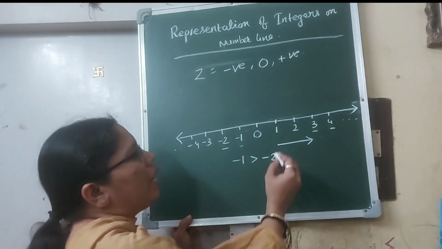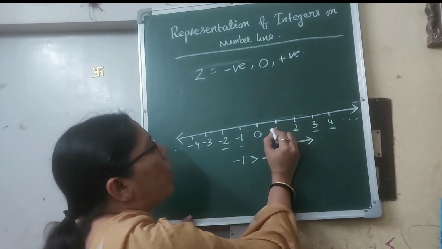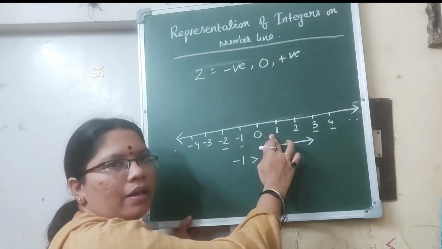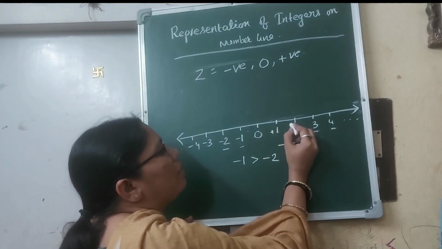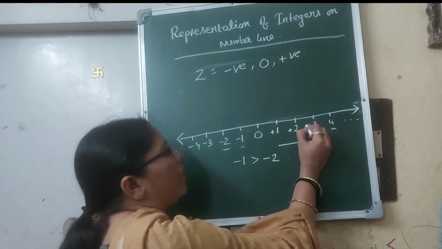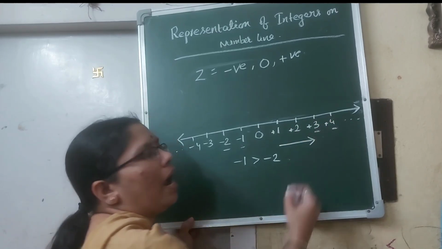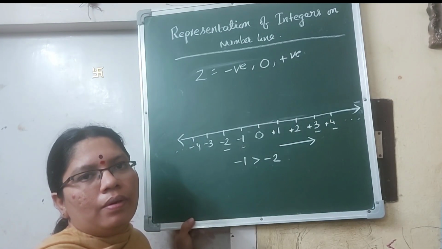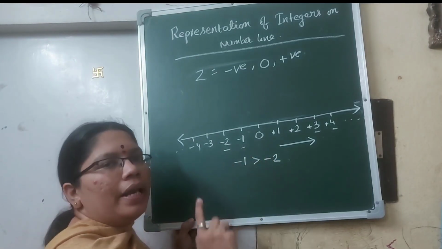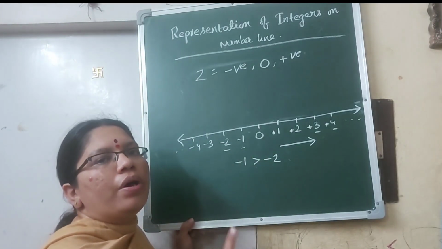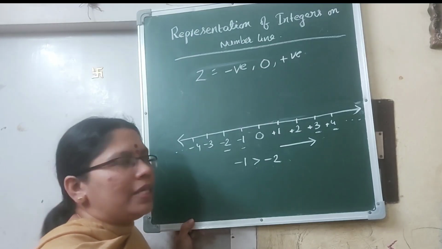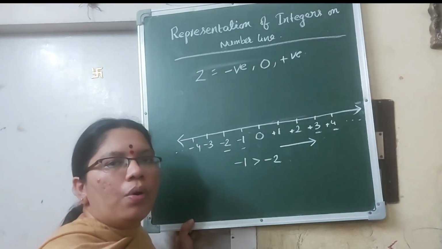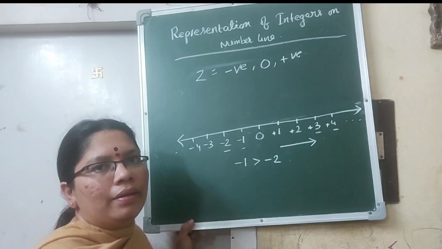One more thing is, if we do not put any sign here, we have to take it as a positive sign. These can otherwise be written as +1, +2, +3 and +4. 0 is neither a positive number nor a negative number. Understand? 0 is neither a positive nor a negative number.